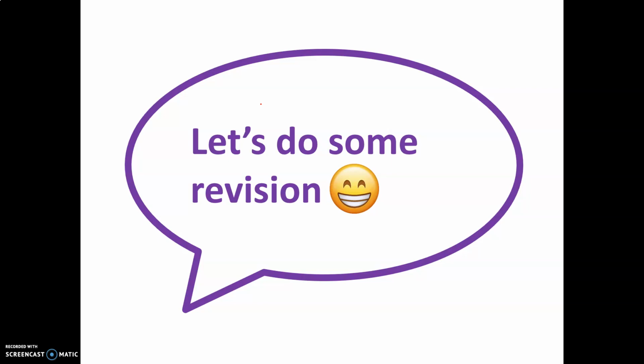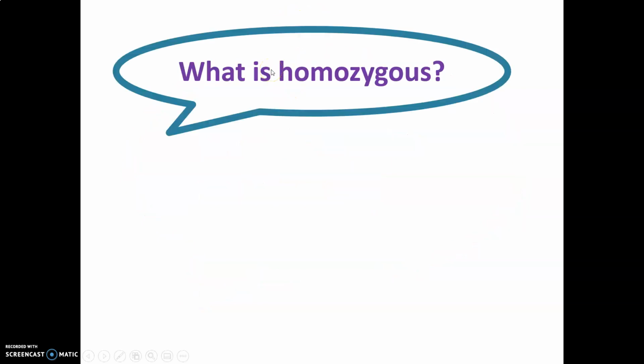Alright, so before we enter chapter 5, let's do some revision. Mari kita buat revision. In the previous class kita dah belajar what is homozygous. Dia adalah apabila the individual have a pair of the same allele. Okay, contohnya kita ada dua.